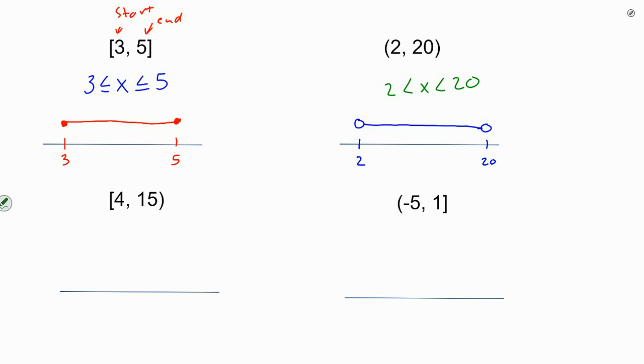So here's what I want you to do. There are two more examples at the bottom. I want you to write these intervals as inequalities. So start with the one on the left, pause the video, try it out, and then I will explain in just a minute.